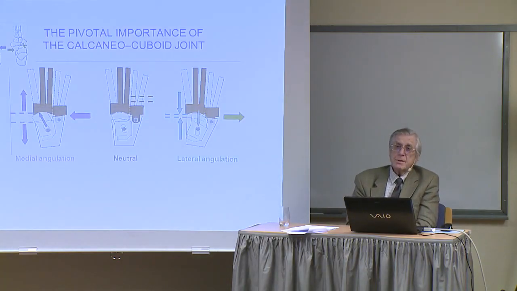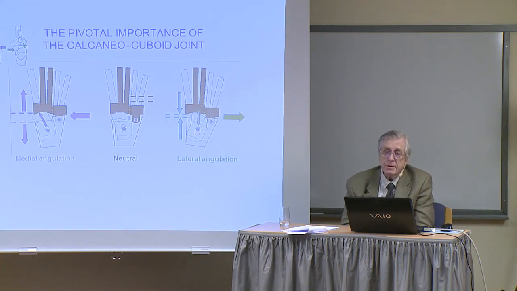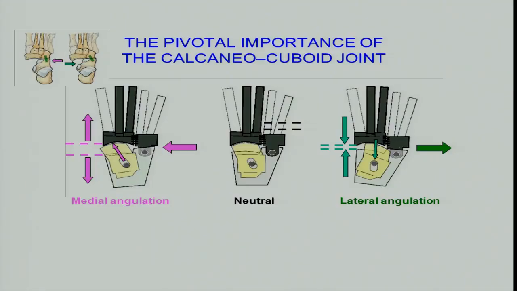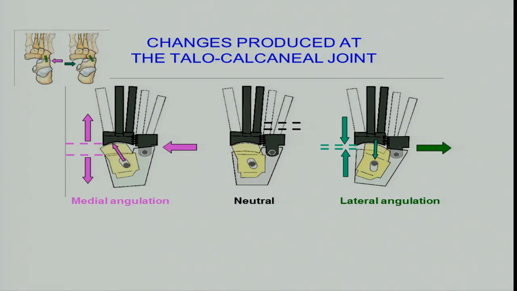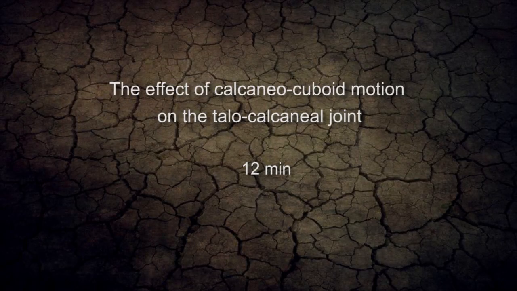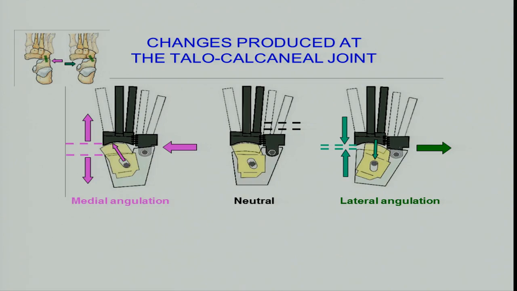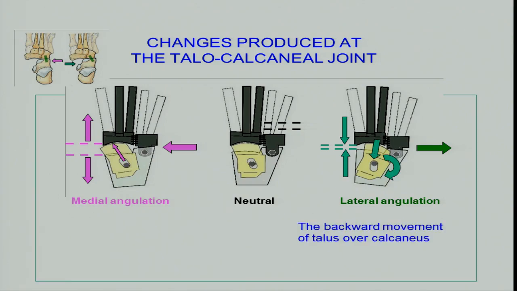So why does the talus go backwards and forwards? Well, I think it's this nutcracker thing. As we get lateral angulation, the navicular is swinging backwards and it pushes the talus back up over the calcaneus. So what happens at the talo-calcaneal joint? Backward movement of the talus over the calcaneus.